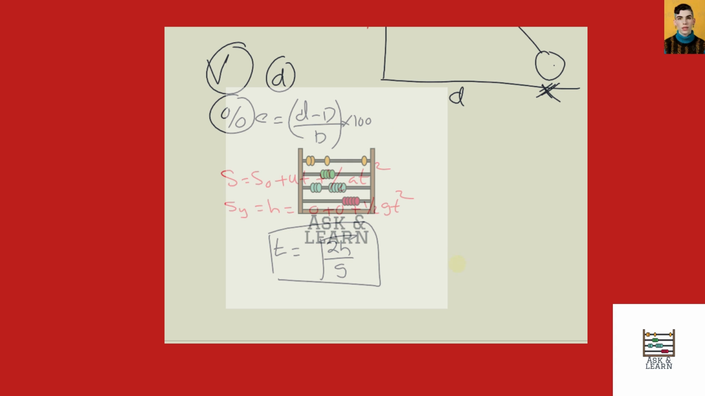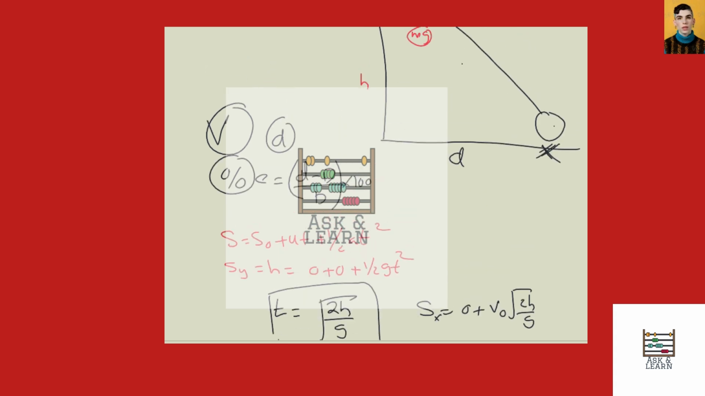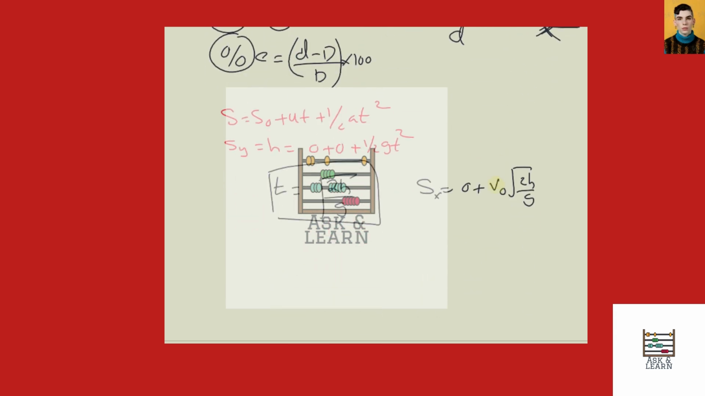So we can find out the distance in the x-axis. That is what it is going to be traveling. It's starting from 0. It will travel 0 plus initial velocity v0 times t, which is root 2h by g, and there is no acceleration in the x-axis. So sx, that is equal to the distance, will be equal to v0 times the square root of 2h by g. So this is the distance traveled in the x.